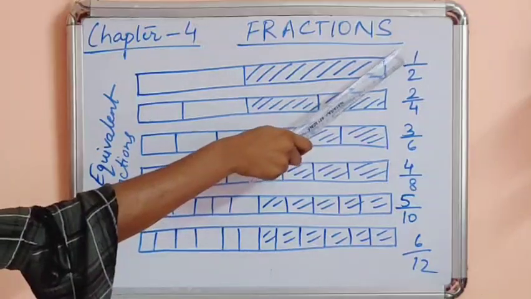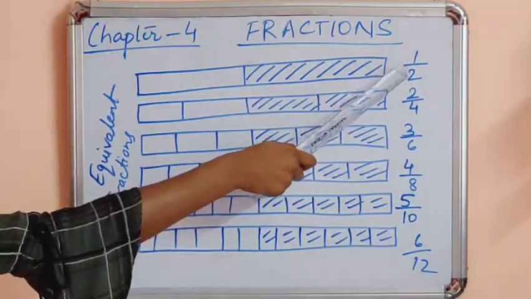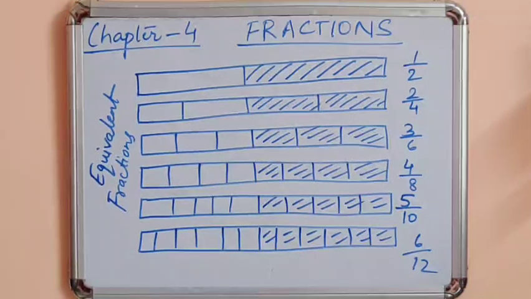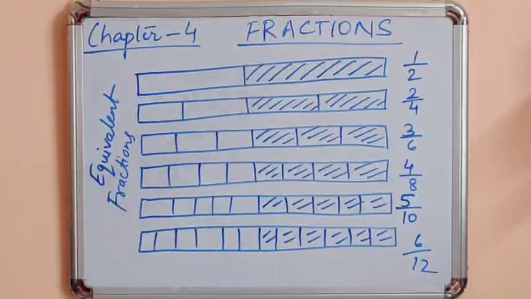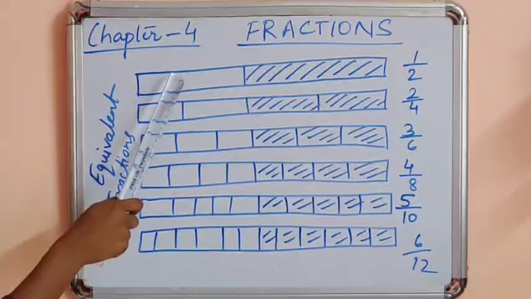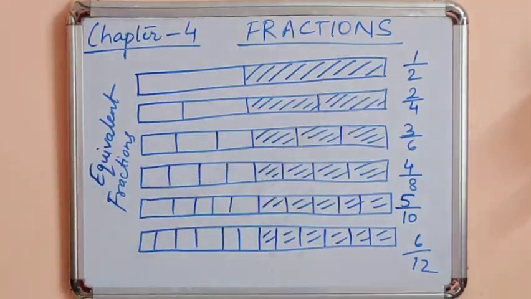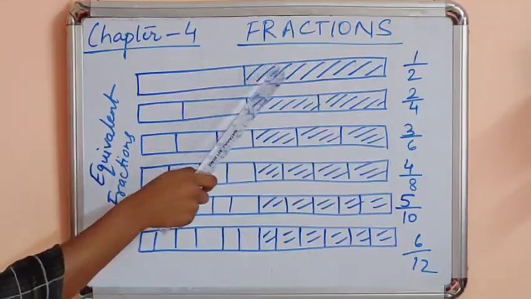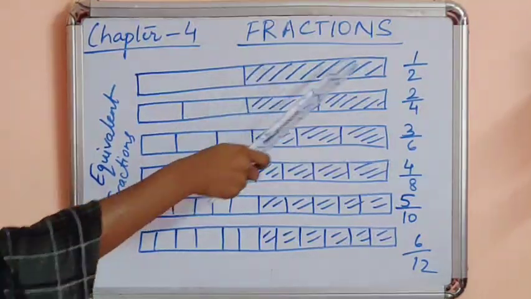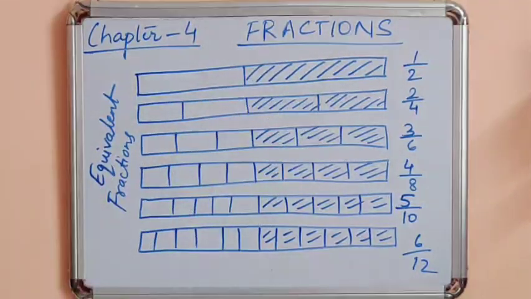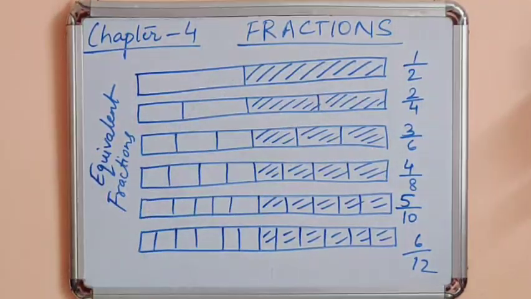See, in any fraction, the upper portion is known as the numerator and the lower portion is known as the denominator. In the denominator, we write the total number of parts. Here the total number of parts is 2, so it is 2 in the denominator. And I am taking this one, the shaded portion, so this is our numerator, that is 1. So our fraction will be 1 by 2 in this case.